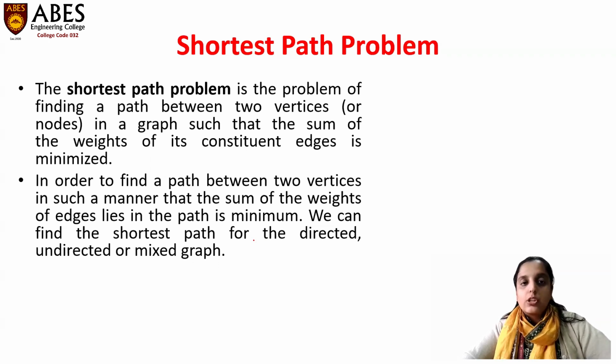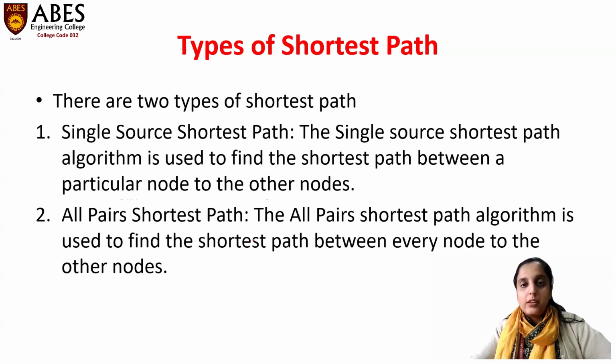Right. So as it is written, the shortest path problem is the problem of finding a path between two vertices in a graph such that the sum of weights of its constituent edges is minimized. Now let's try to understand this with one example.